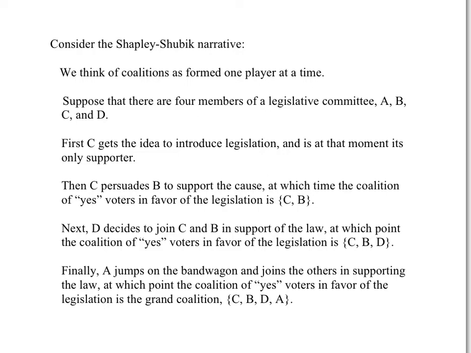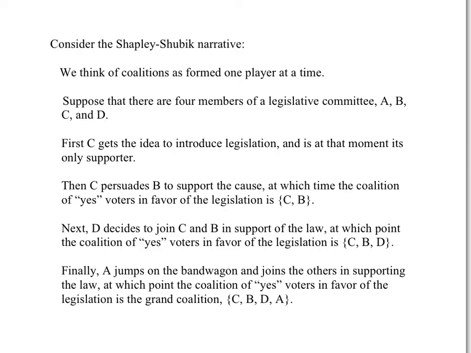So what does that mean? Suppose that there are four members of a legislative committee. Let's call them A, B, C, and D. Why not? We haven't used those letters yet in this course. So first, C gets the idea to introduce legislation. Okay, some proposal, and at the moment, C is the only supporter of this law. So C is the only yes voter. Everyone else is still a no voter.